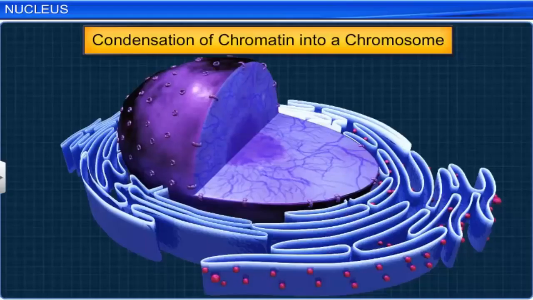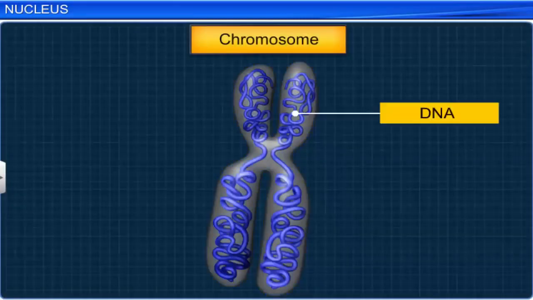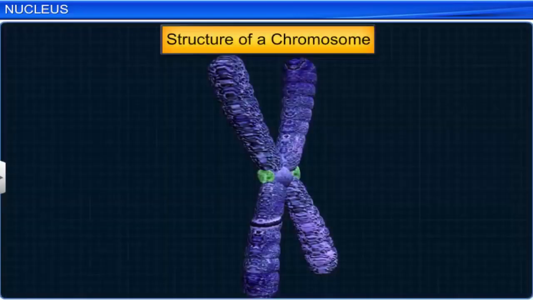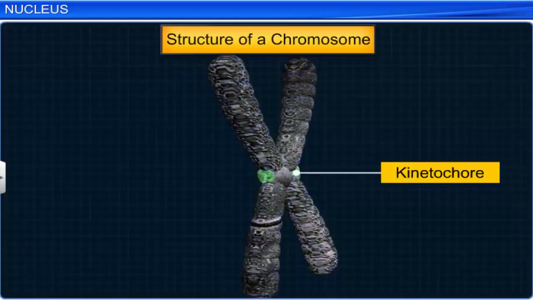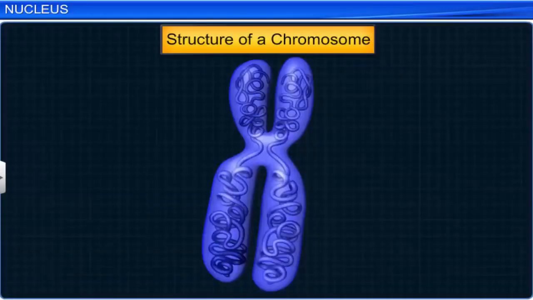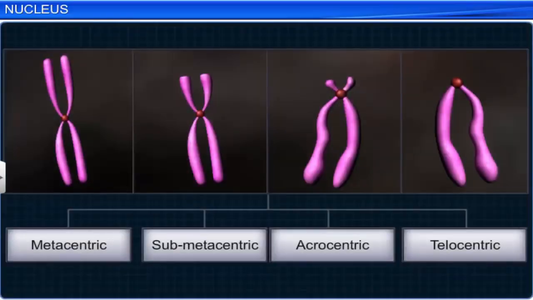When a cell begins to divide, the chromatin condenses and coils to form rod-like structures called chromosomes. The DNA threads remain distributed in these chromosomes. Morphological studies of a chromosome have revealed that it consists of a primary constriction or centromere that has disc-shaped structures called kinetochores attached to its side. The parts present on either side of the centromere are called the arms of the chromosomes. Based on the position of the centromere, chromosomes can be classified as metacentric, submetacentric, acrocentric, and telocentric.